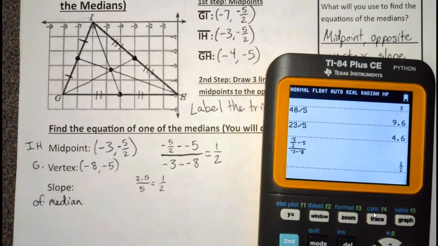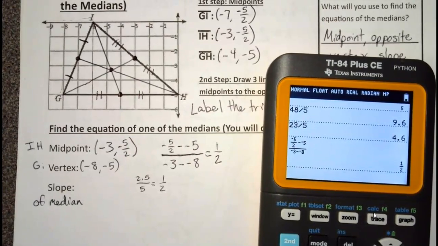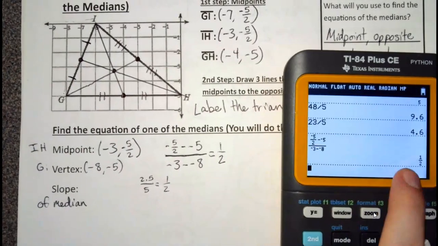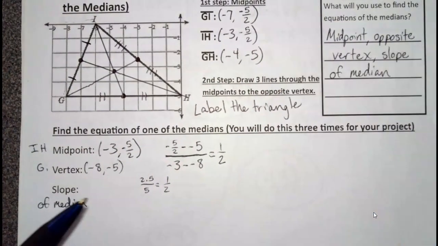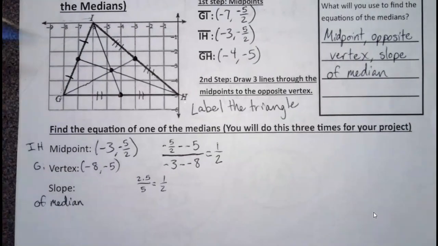I would highly suggest doing both, because if one's not coming out to the other, you've got to figure out, is my picture wrong? What's the deal? So they should both equal 1/2 when you count that. And now you have your slope.